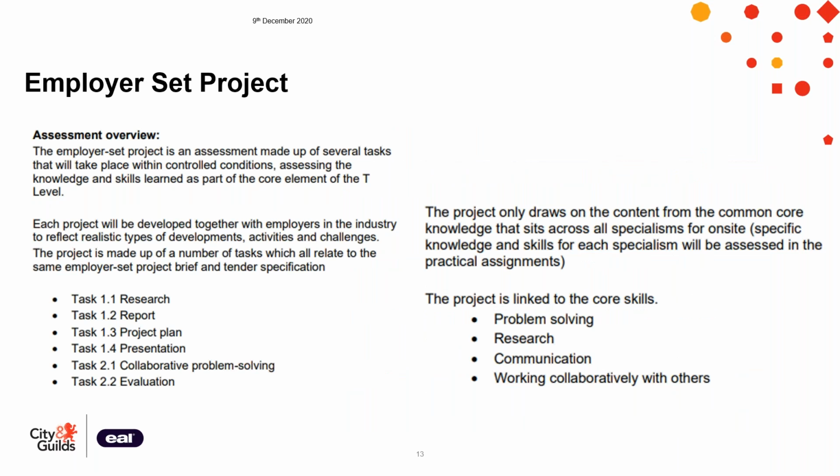So this slide really gives an assessment overview of the employer set project assessment component. So the employer set project, or ESP, is made up of several tasks listed at the bottom of the slide. As you can see there, there's tasks 1.1 to 2.2. The ESP really assesses the knowledge and skills learned as part of the core element, and it must take place within specified controlled conditions.